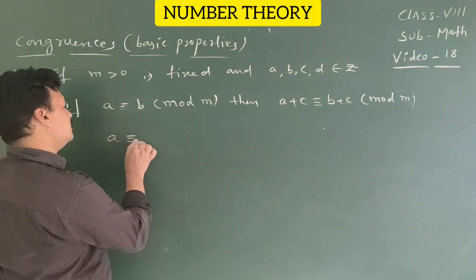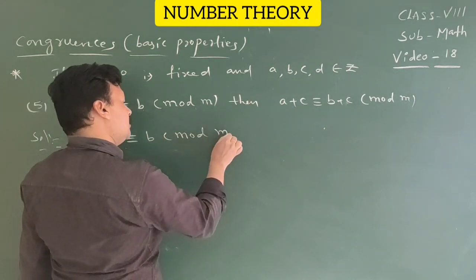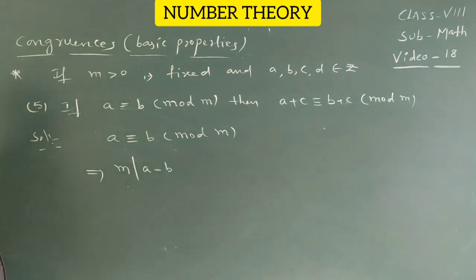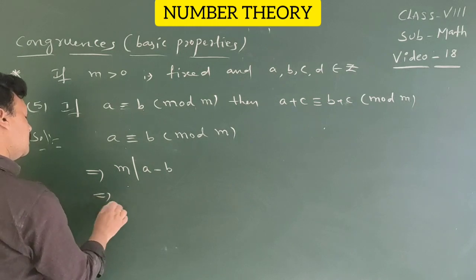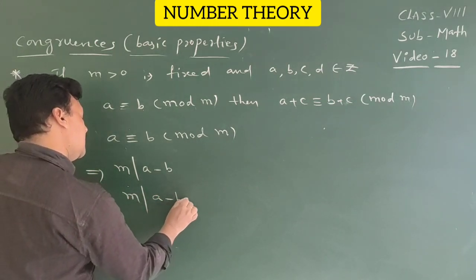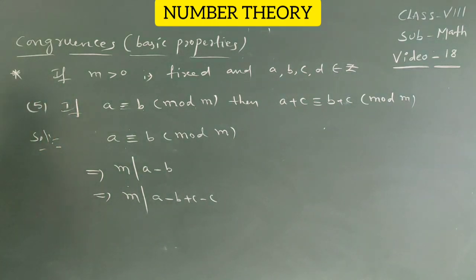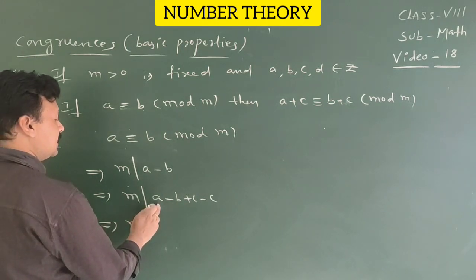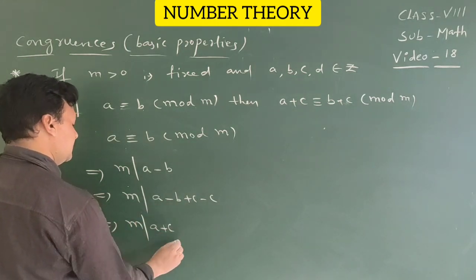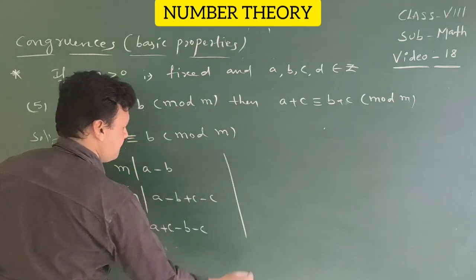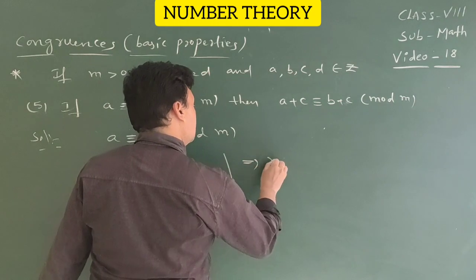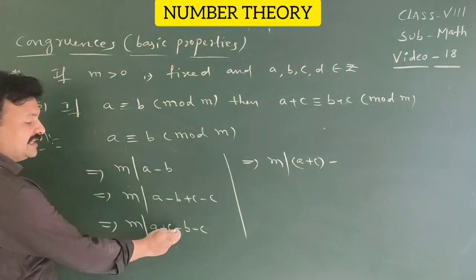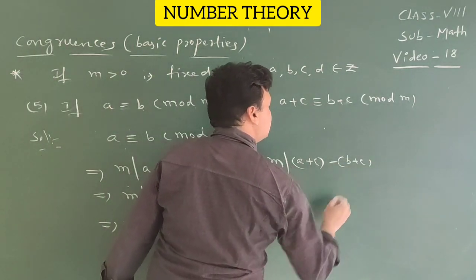So here A is congruent to B to the mod M, they gave, which means M divides A minus B. Now I'll add plus C and minus C. Then M divides A plus C minus B minus C. Now M divides A plus C, if you take minus common, then you get B plus C.